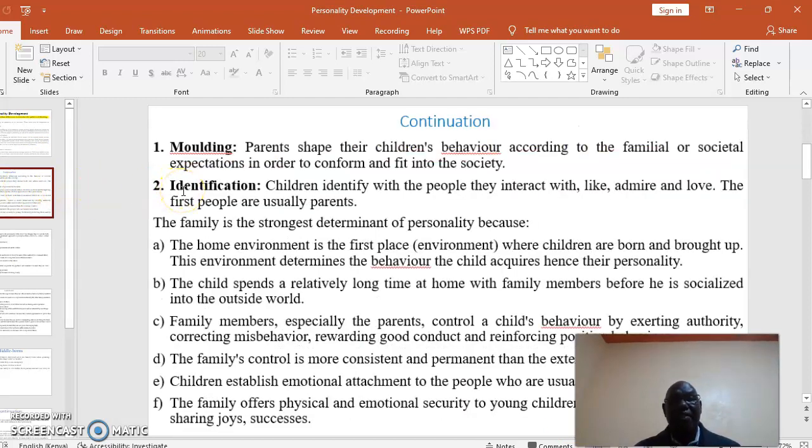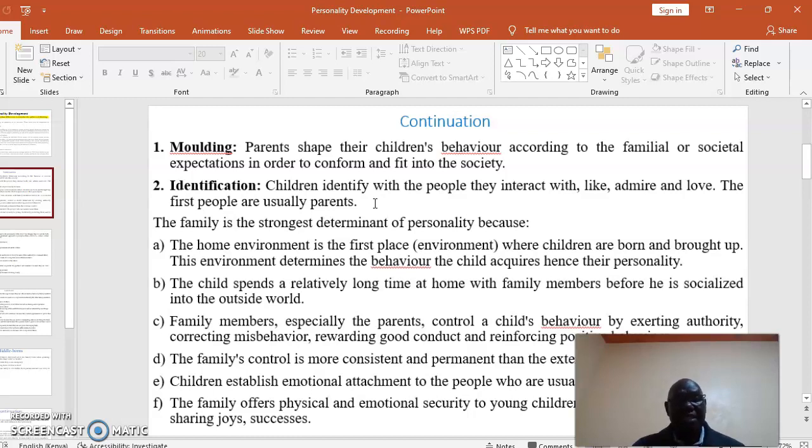The other way that family influences personality is molding. Parents shape their children's behavior according to their familial or societal expectations in order to conform and fit into the society. Identification. Children identify with the family or with the people they interact with. They like, they admire, and they love. The first people are usually the parents.